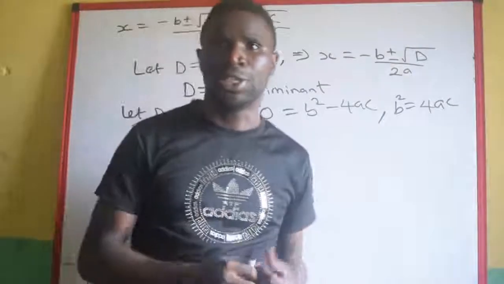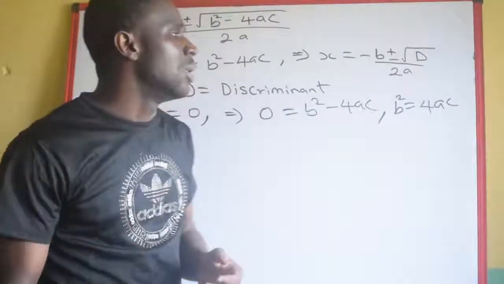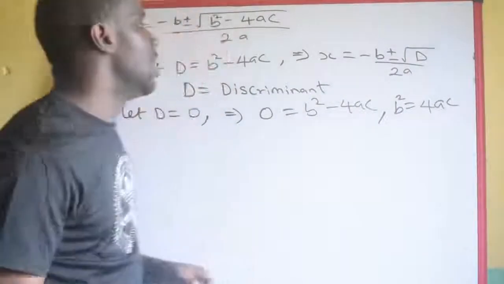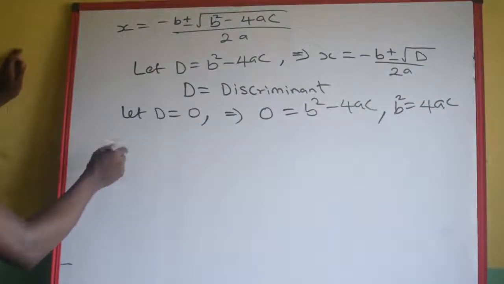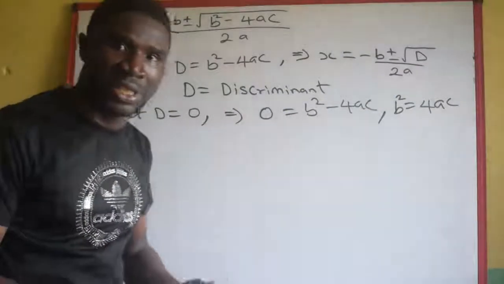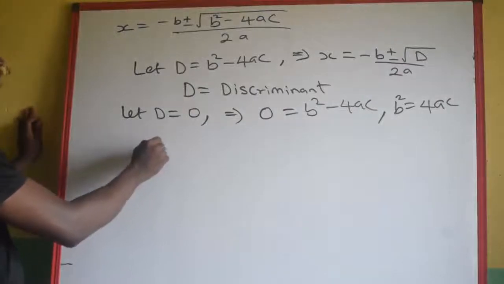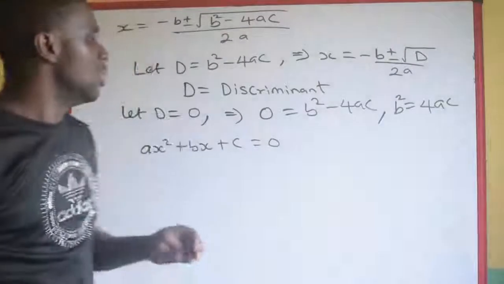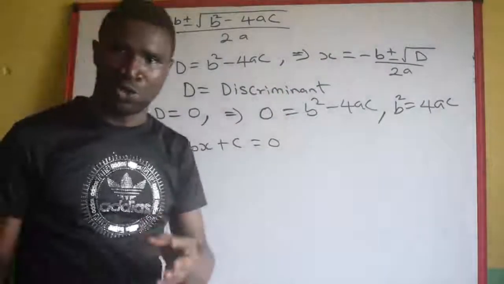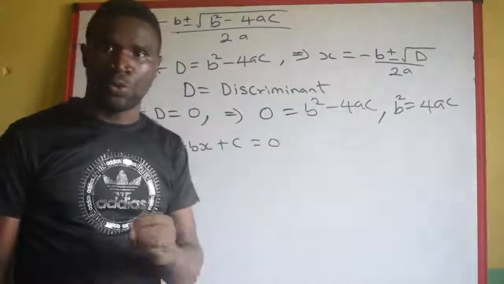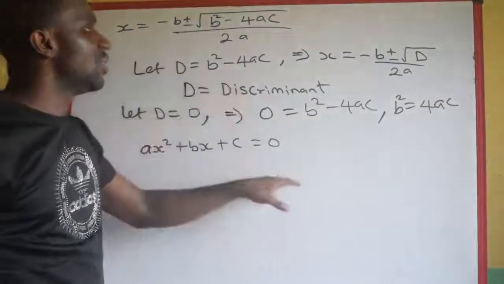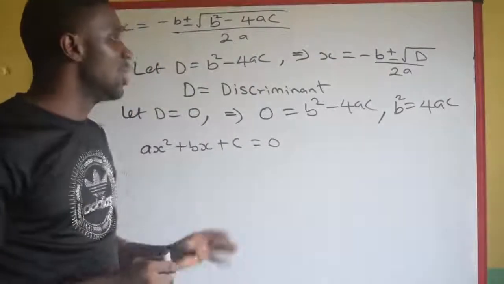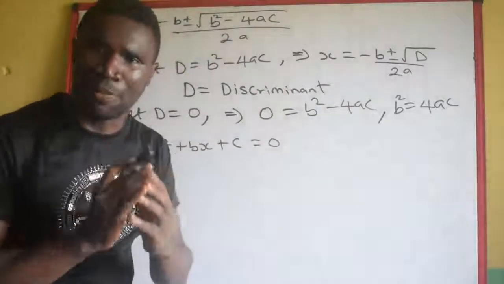I will explain the meaning of a quadratic equation being a perfect square. Now, from here, we have b squared equal to 4ac. And normally, the general form of a quadratic equation goes like this. We have ax squared plus bx plus c is equal to 0. Alright, so here we're going to get that the discriminant is equal to 0, which means our b squared is equal to 4ac. So since we have gotten this, let me use this opportunity to explain what it means for a quadratic equation to be a perfect square.